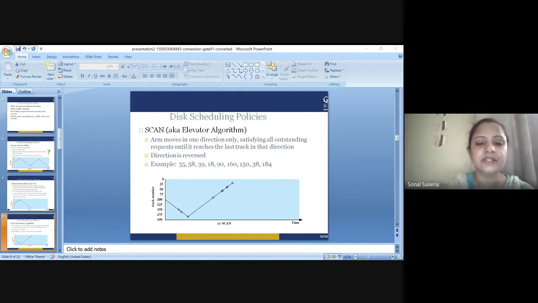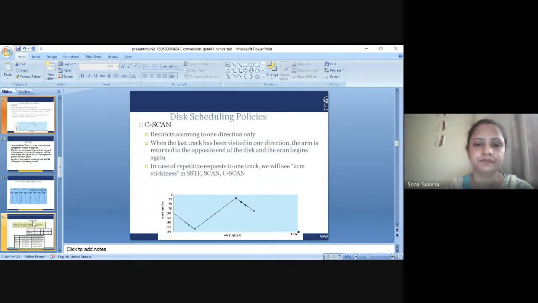Then next we have the C-SCAN algorithm. Now in the C-SCAN algorithm, the arm of the disk moves in a particular direction servicing requests until it reaches the last cylinder. Then it jumps to the last cylinder of the opposite direction without servicing any request. Then it turns back and starts moving in that direction, servicing the remaining requests.